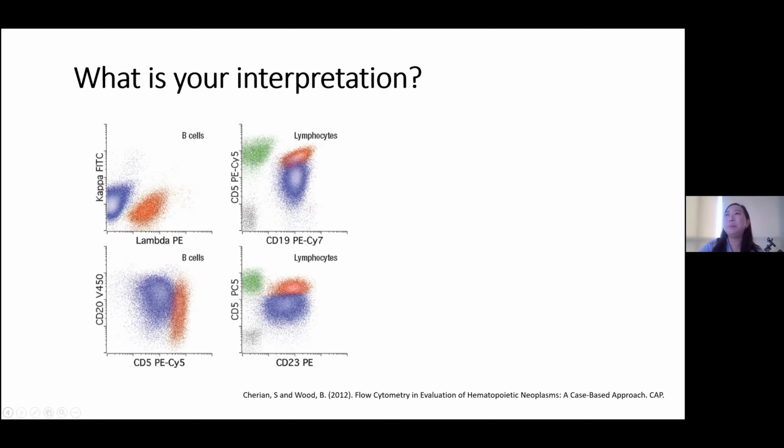There is a cell population that's co-expressing CD19 and CD5. There are actually two populations, blue and red, and both are co-expressing CD5 and CD19. And both express CD20, and some are more variable than the other. And both are also co-expressing CD23, okay? But look at your kappa and lambda plot. One cell is kappa restricted and the other cells were lambda restricted. So what is your diagnosis here?